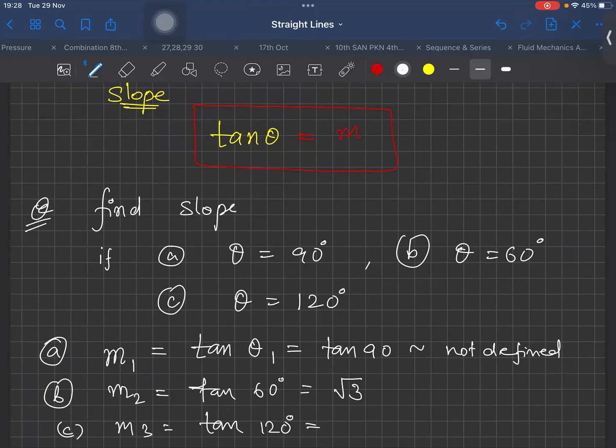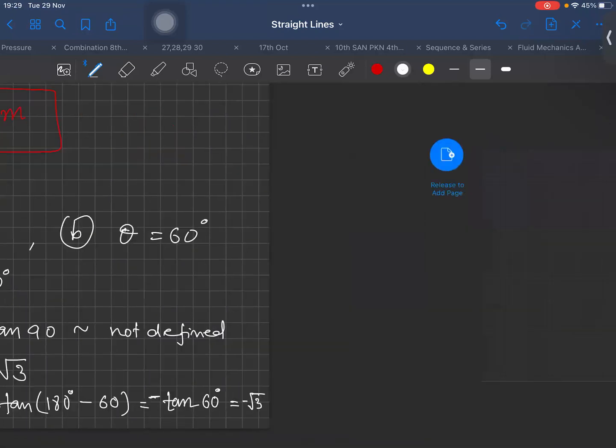How much is tan 120? It is tan of 180 minus 60, so that is minus tan 60, because it is in the second quadrant. So minus √3. I have seen you have made a lot of mistakes in trigonometry; I've checked your paper earlier. Nobody has taken care of which quadrant the given angle is in. You have to understand that part.